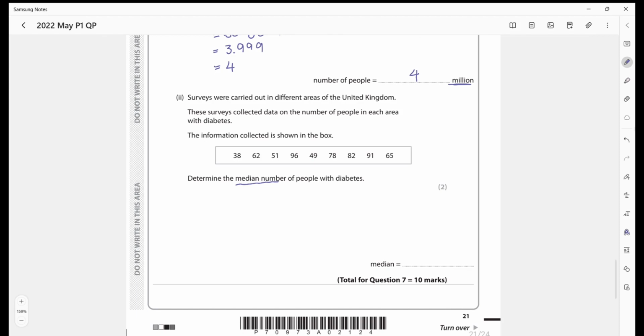So the smallest number here we see is 38. I'll just underline it once I've written it down. The next number here is 49.